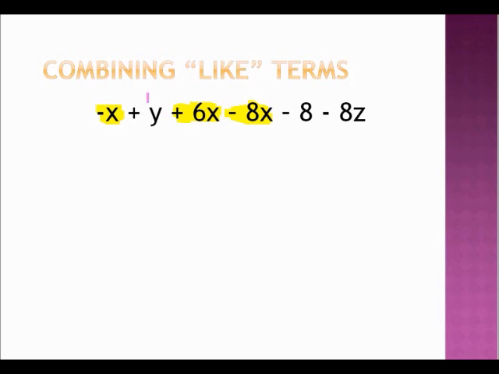So now I'm going to look at my y's. I have a plus y. There are no other y's. There's nothing that I'm going to be adding to that y. Minus an 8. And there are no other numbers that have no letters, so I'm going to highlight the last one in blue. And there are no other z's, so I only have one purple because there's no other y's. I only have one green and one blue.